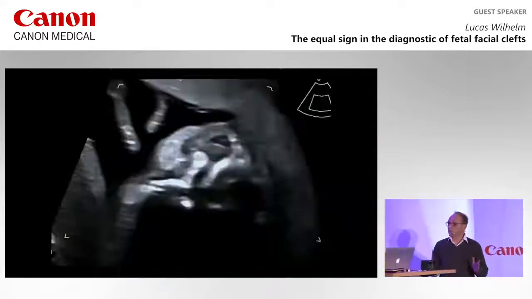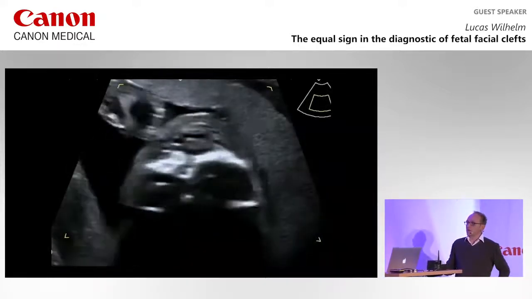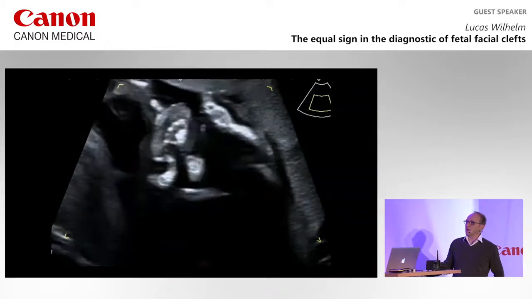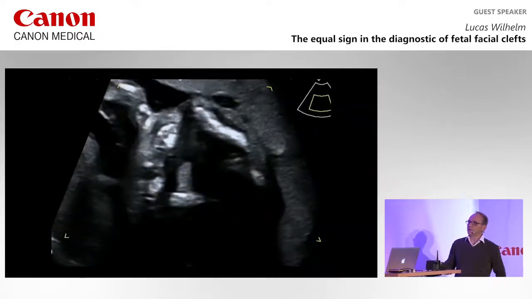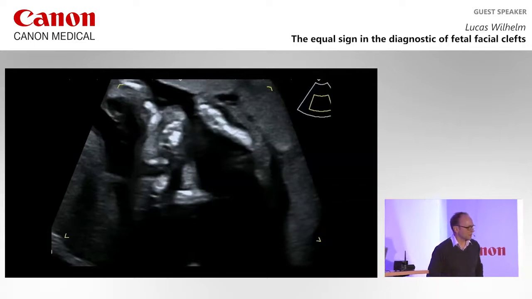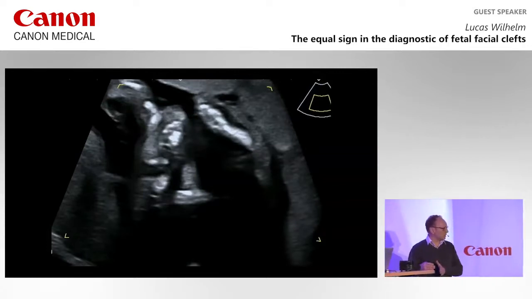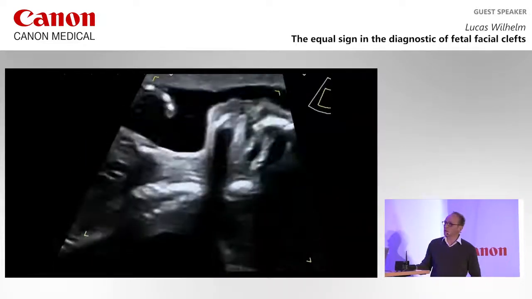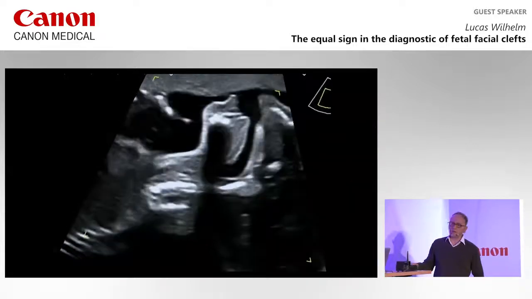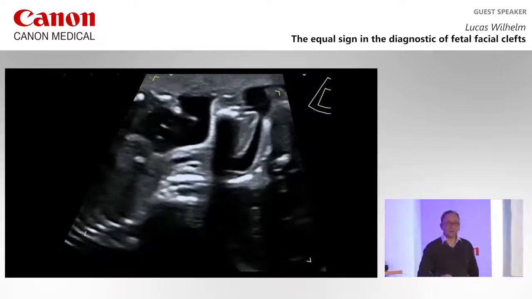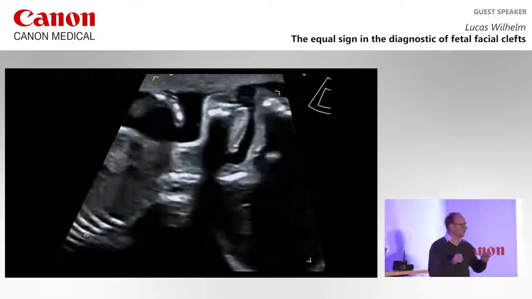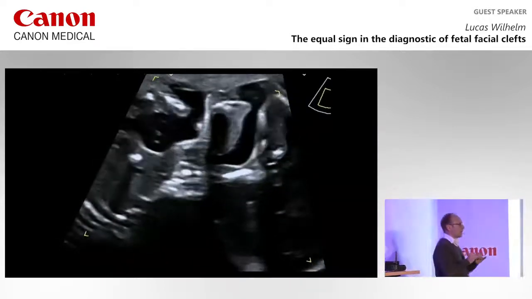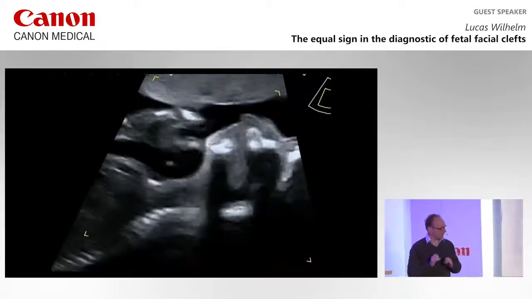Okay? So, the axial plane with the depiction here of the alveolar ridge, and here you can clearly see the defect of the alveolar ridge. And the next structure, palate. So, the midline, tongue, and you can clearly see here the absence of the soft palate in the midline. So the correct diagnosis of this is unilateral cleft lip, cleft alveolus, and cleft palate.